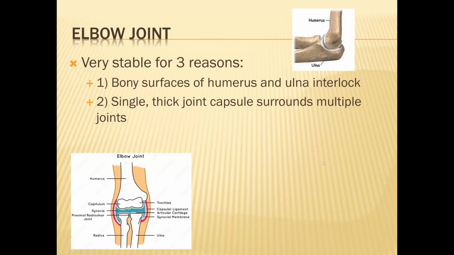Secondly, you've got a single thick joint capsule that surrounds multiple joints. The joint capsule is shown in magenta or pink in this image. You can see that a single capsule, which is that tough fibrous outer covering, surrounds all of the joints. So it surrounds the joint between the humerus and the ulna, between the humerus and the radius, and even between the proximal ends of the radius and the ulna. Having just one capsule will also lend a lot of stability to this joint.